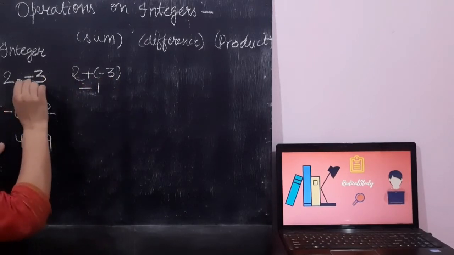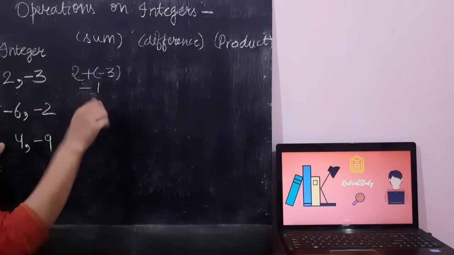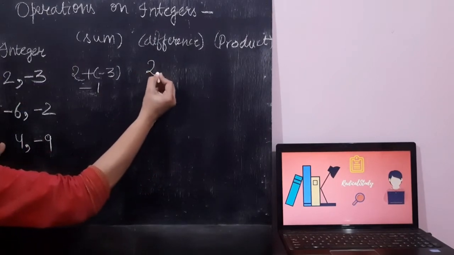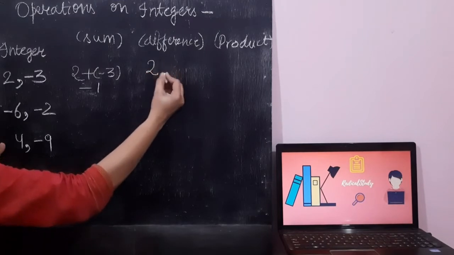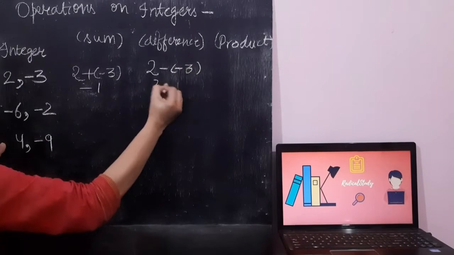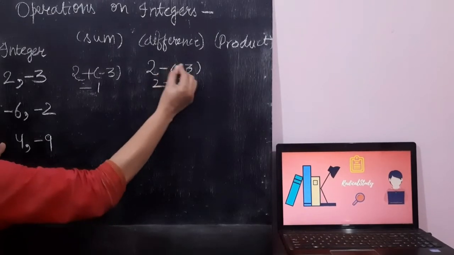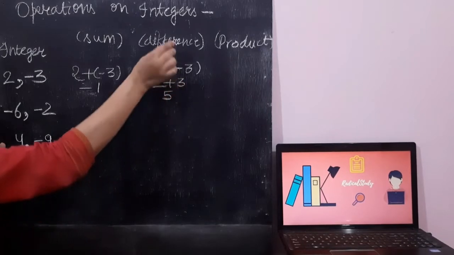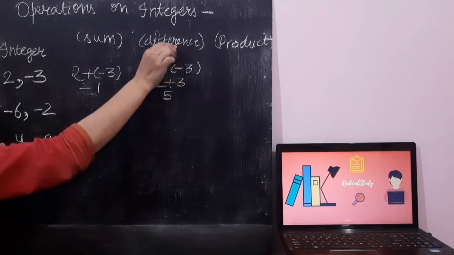Now if we want to take out the difference, what do we have to do? The situation is different here. When we subtract 3 from 2, it will be 2 plus 3, minus becomes plus, and it will become 5. As I told you, the subtraction of integers is not commutative.